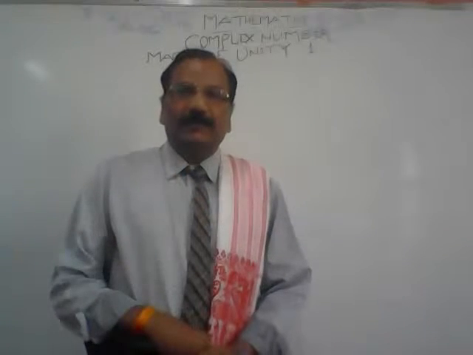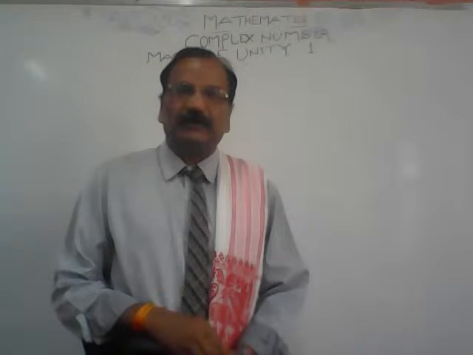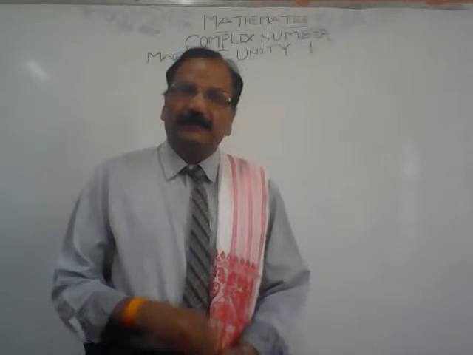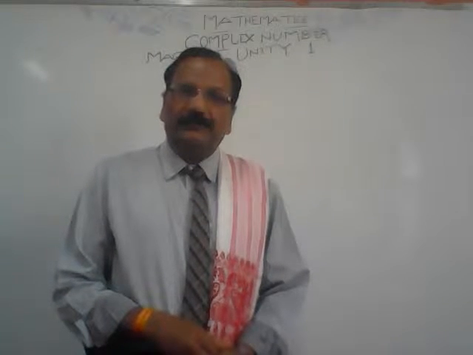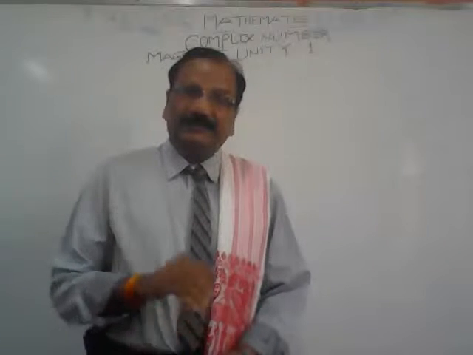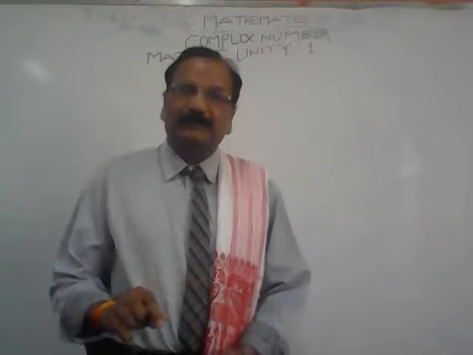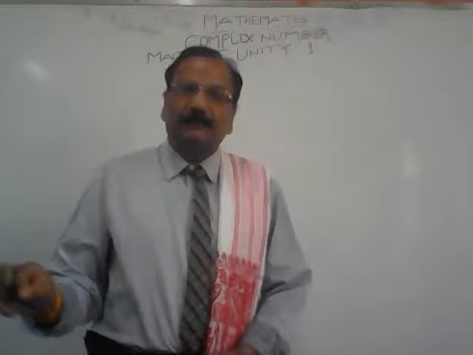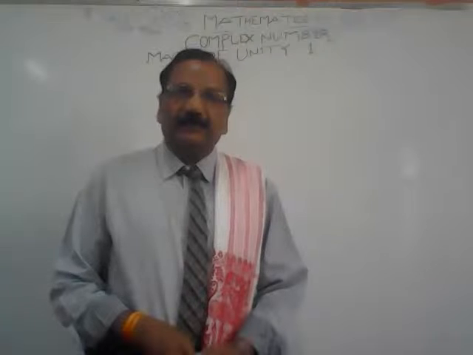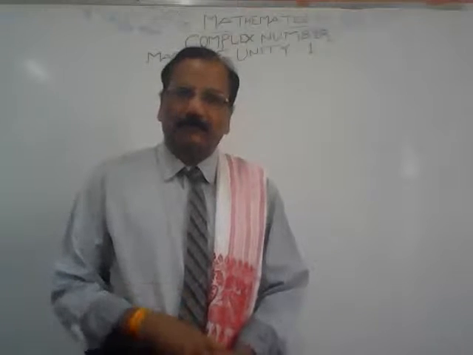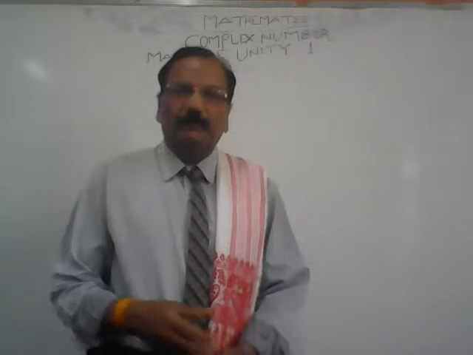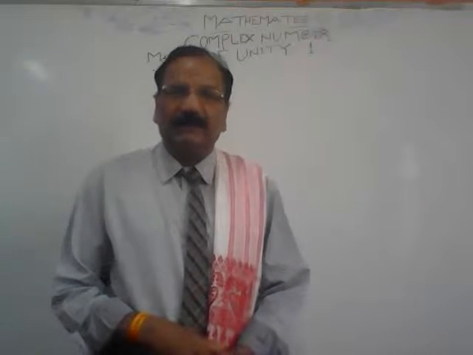First number is natural number. Natural numbers start from 1: 1, 2, 3, 4 up to infinity. After this comes whole number: 0, 1, 2, 3, 4 up to infinity. Integer: 0, plus minus 1, plus minus 2, plus minus 3, up to plus minus infinity. Rational number is a number in the form of p upon q, where q does not equal 0.